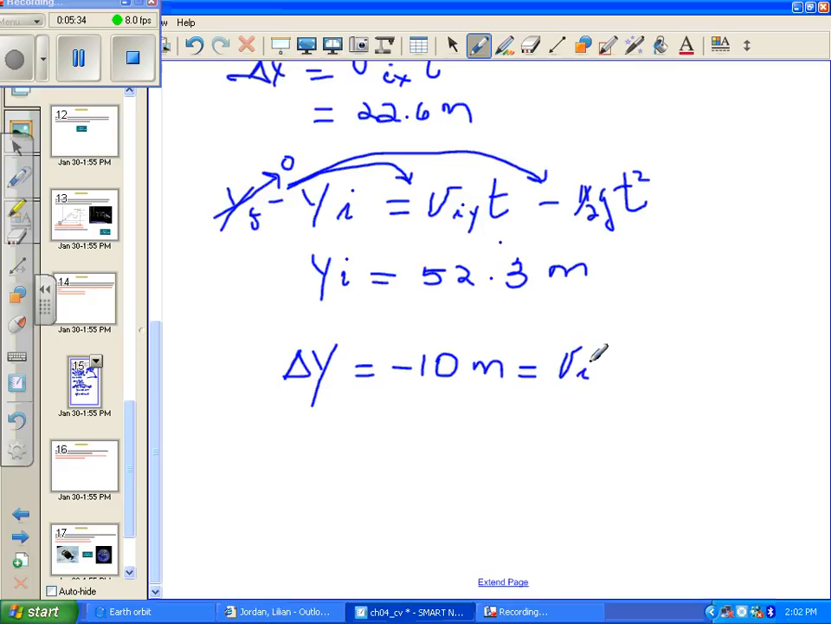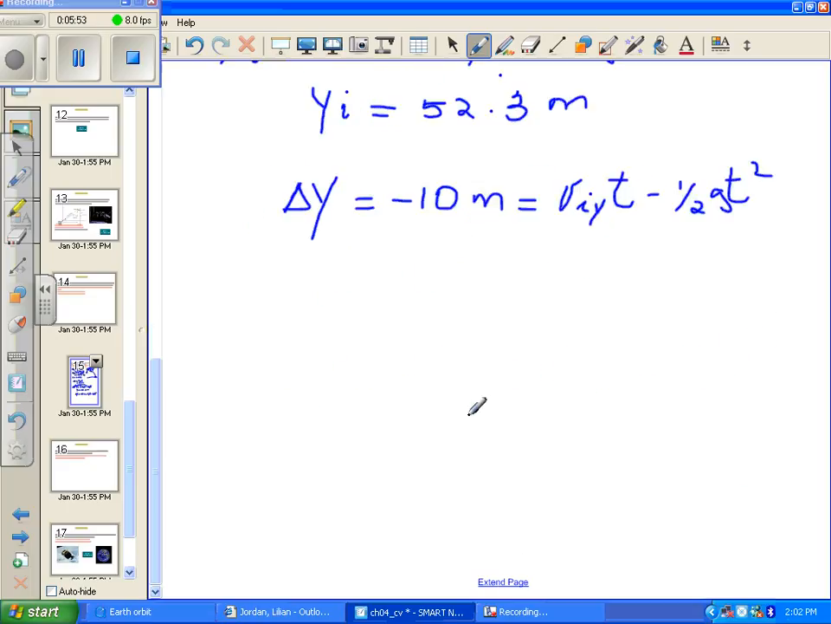So we set minus 10 meters, and remember we have to indicate that it's a negative displacement from its initial position. So we must always use negative signs to indicate negative displacements. And what we see here is that we are left with a quadratic equation. And so we set up the quadratic equation.